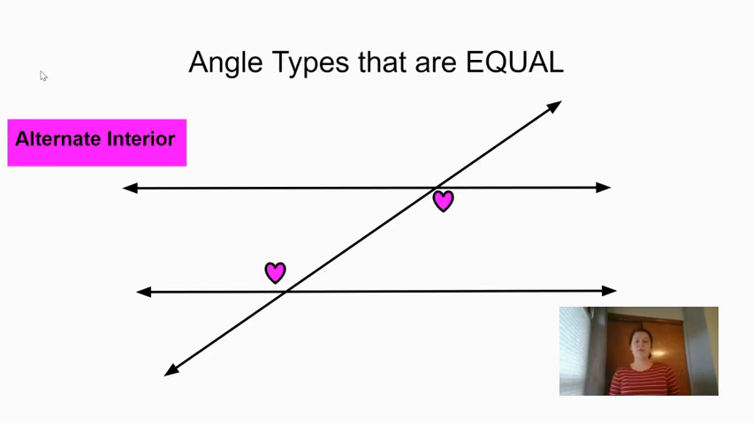Another one is your alternate interior angles. Alternate tells us they are on opposite sides of the transversal. You have this heart that is on the left side of the transversal, and this heart is on the right side of the transversal. That is how we get the word alternate. Now, interior tells us that these 2 angles are in between our parallel lines. They're inside of the sandwich, okay? So they are equal to each other.